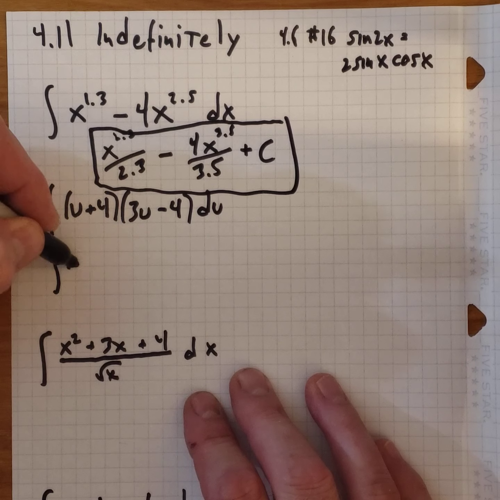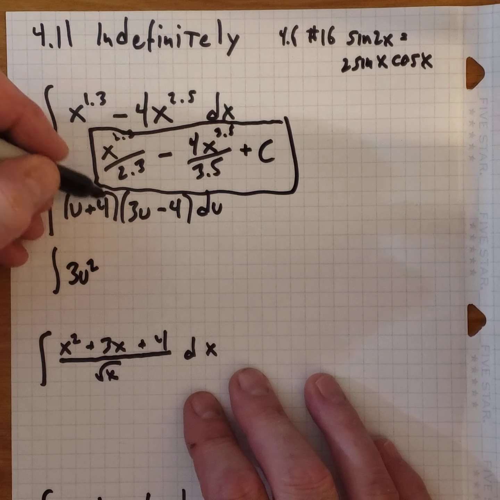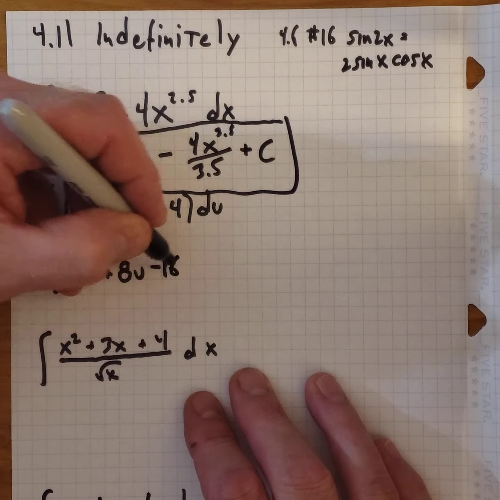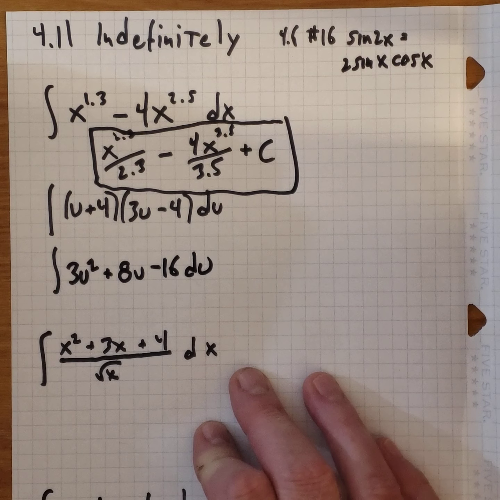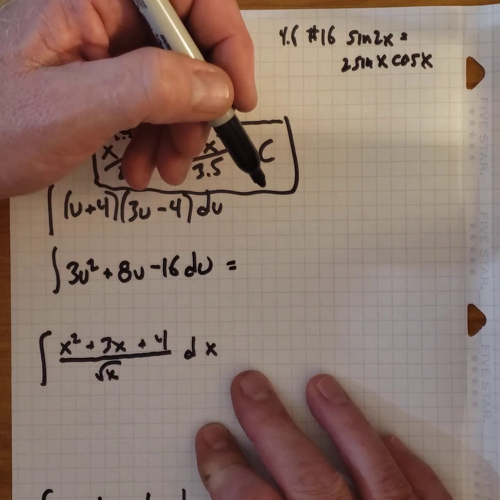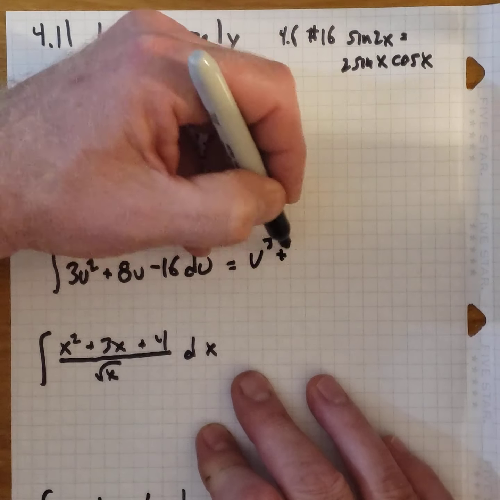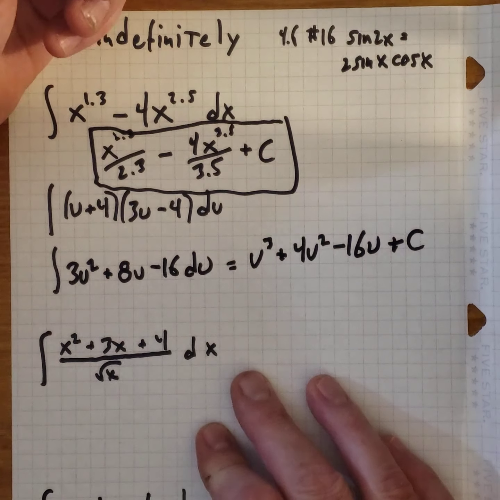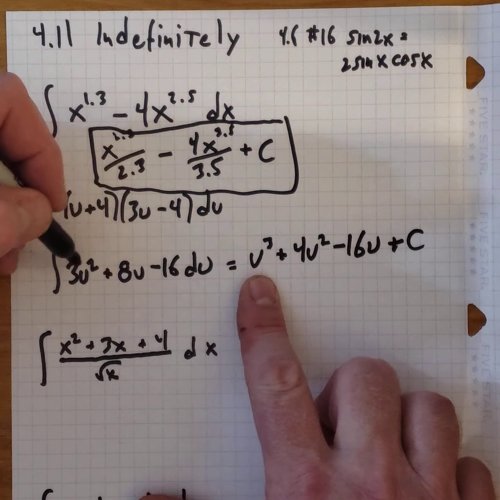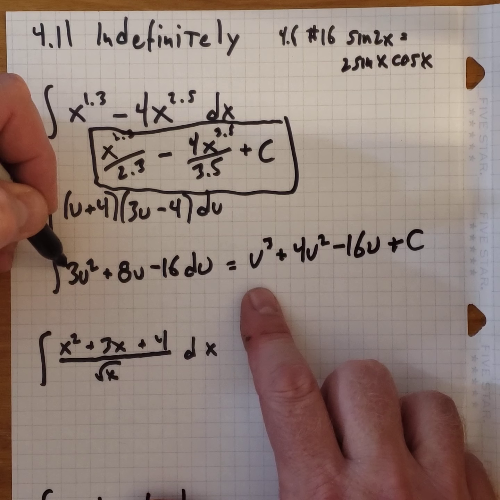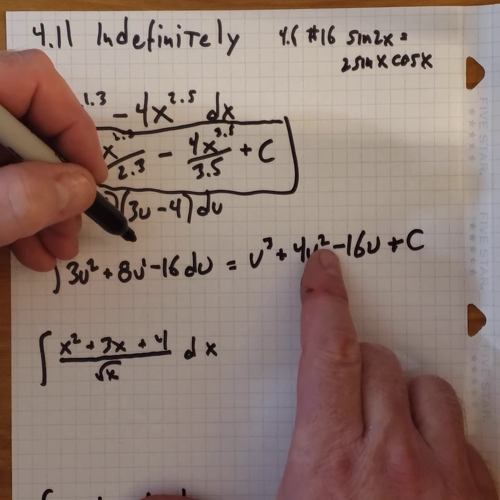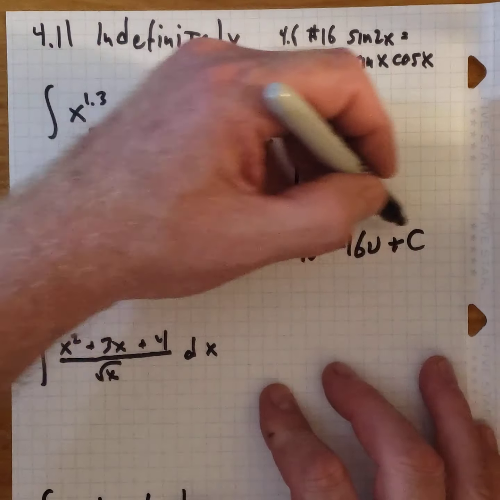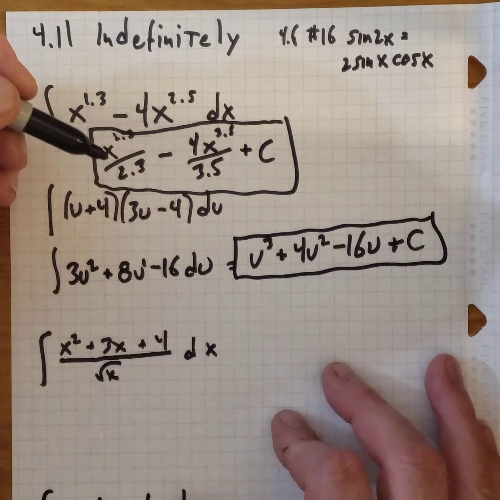it first. So we get 3u squared plus 12u minus 4u would be plus 8u and then minus 16. And then that is going to give us u cubed plus 4u squared minus 16u plus c. Okay, I don't think any of that's mysterious. We increased the 2 to 3, then divided by 3, which canceled that out. We increased the 1 to 2, divide by 2, that gives us the 4. And there we just tack on the u and the plus c. Done.